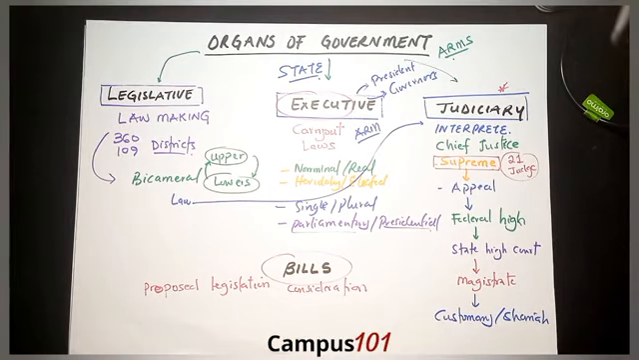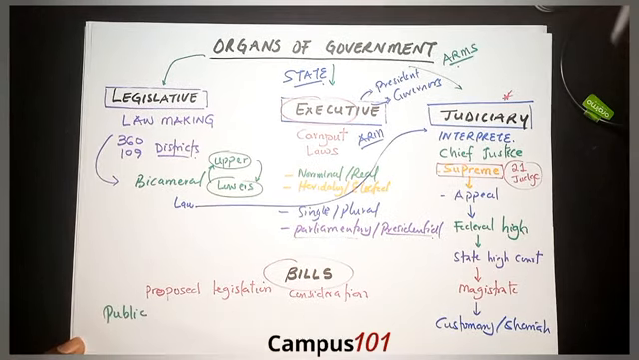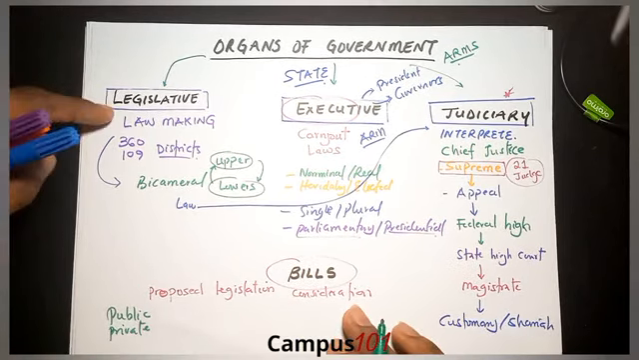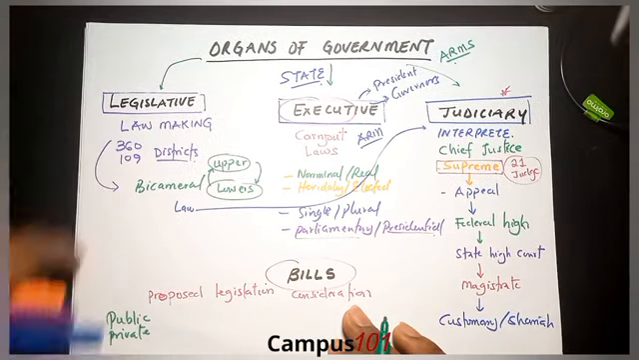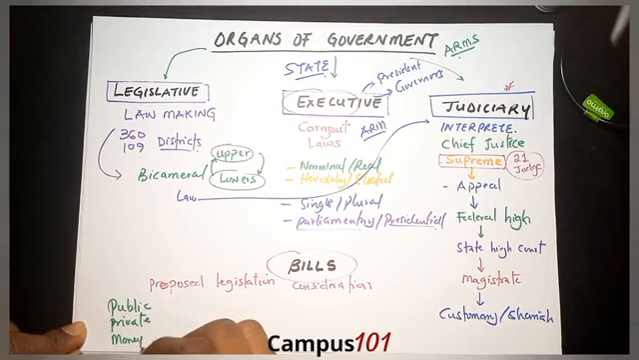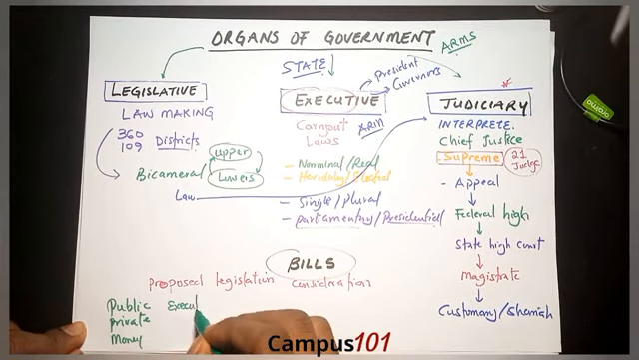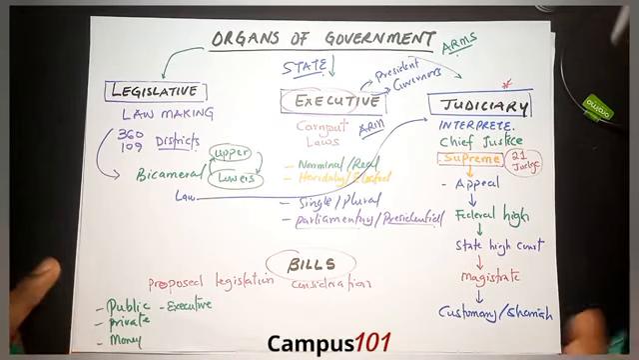There are various types of bills. The bills can be a public bill, and this public bill affects everybody. So it can be a public bill, or it can be a private bill. Don't forget that these lawmakers are representing districts, so a private bill can just be by one lawmaker. And then it can be a money bill, and then it can also be an executive bill. These are the types of bills that we have.